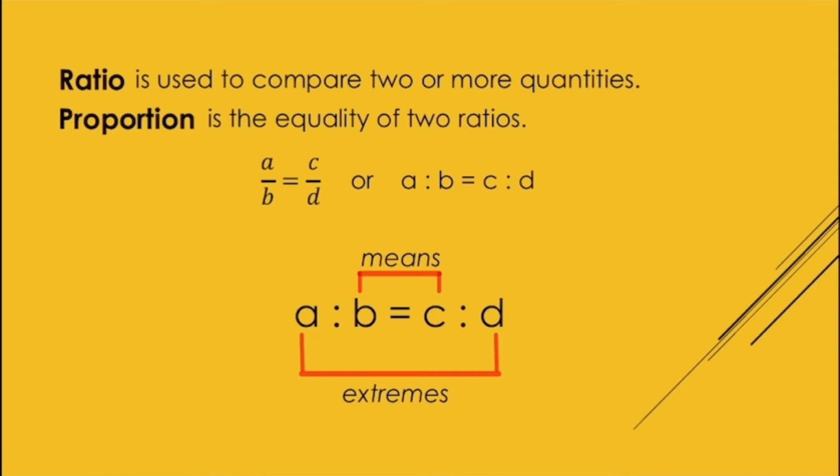And according to the fundamental rule of proportion, in a proportion, the product of the means is equal to the product of the extremes. Now, for this activity, I will give you 1 minute to answer the following proportions by applying the fundamental rule of proportion.